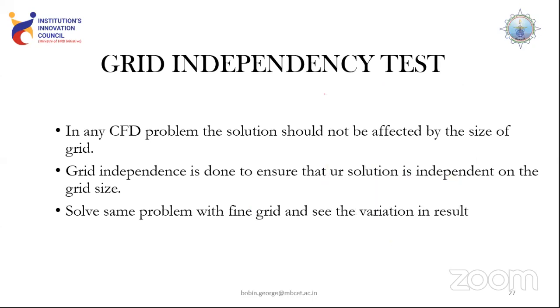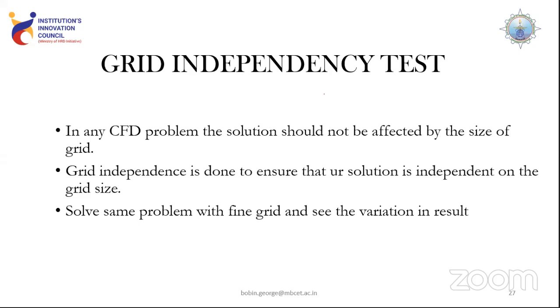Coming to grid independent systems, we are still in how CFD is being done. First we looked into what a computational domain is and how a domain is created. Next we looked into how a grid is generated. Whatever grid we have generated, the result that we obtain from it has to be independent of the grid size, that is, the number of grids that we have generated. That is the fundamental law governing computational fluid dynamics.